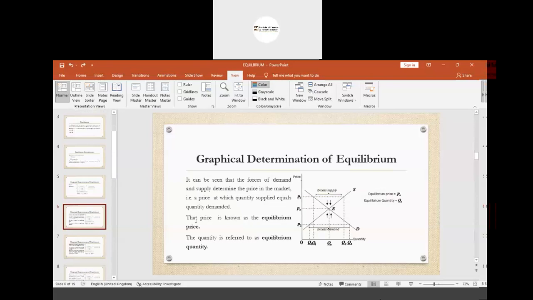It can be seen that forces of demand and supply determine price in the market. That is, the price at which quantity supplied equals quantity demanded. As we've mentioned, that price is known as the equilibrium price and the quantity as the equilibrium quantity.